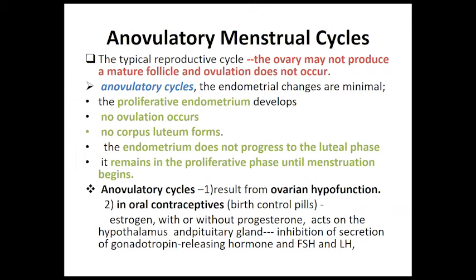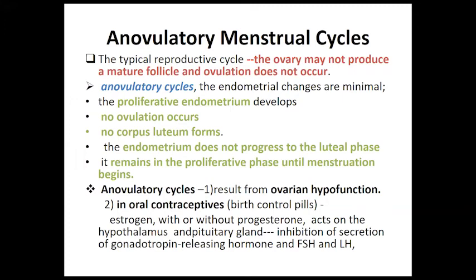So the luteal phase is not there; it remains in the proliferative phase until the menstruation starts. That is when it is anovulatory. The cycle is there, but it is without the formation of the ovum. These anovulatory cycles result from ovarian hypofunctioning, that is, ovaries not functioning normally, or from contraceptives, that is, you are giving drugs which suppress the normal functioning of the ovum, that is, birth control pills.